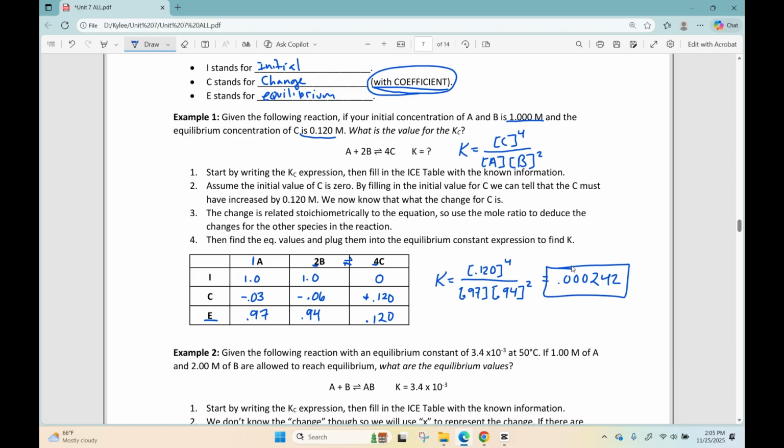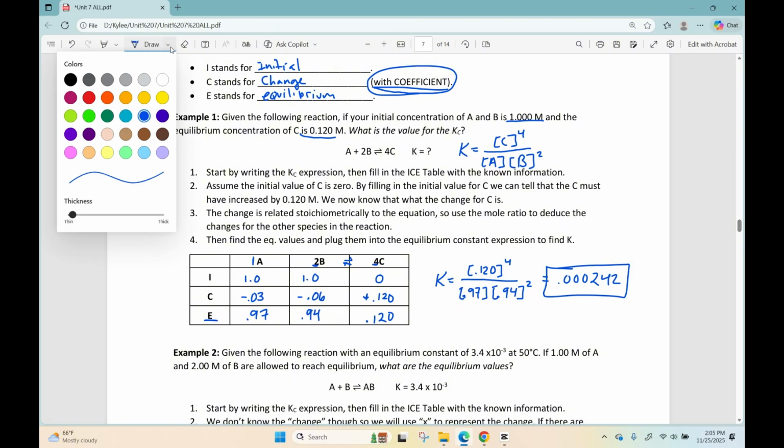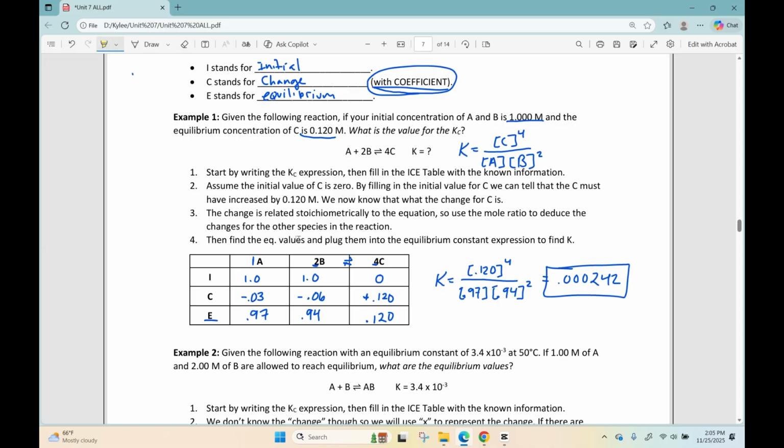So the first thing I did was I filled in the ICE table with the information that I already knew and that was given to me in the problem. The information that was given to me in the problem was the concentration of B and then the equilibrium amount for C. I know at the initial point of the reaction at the beginning that there would be no product. And so that means that C would be 0.